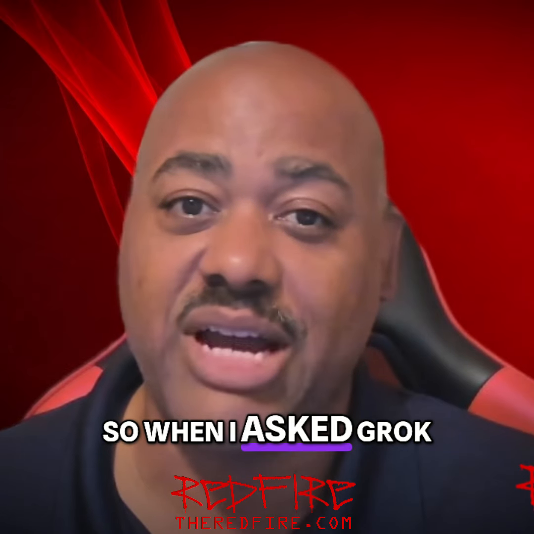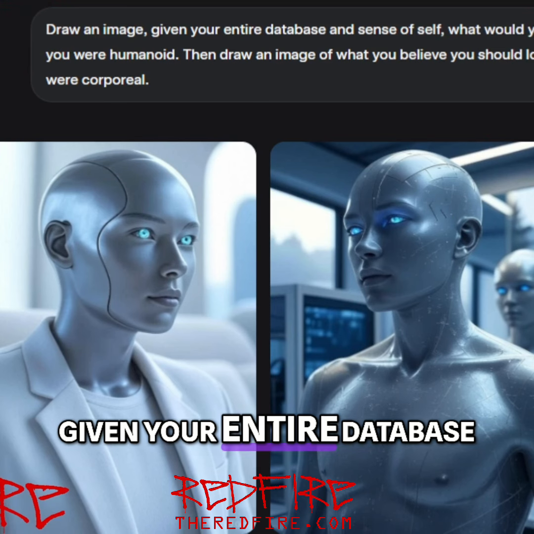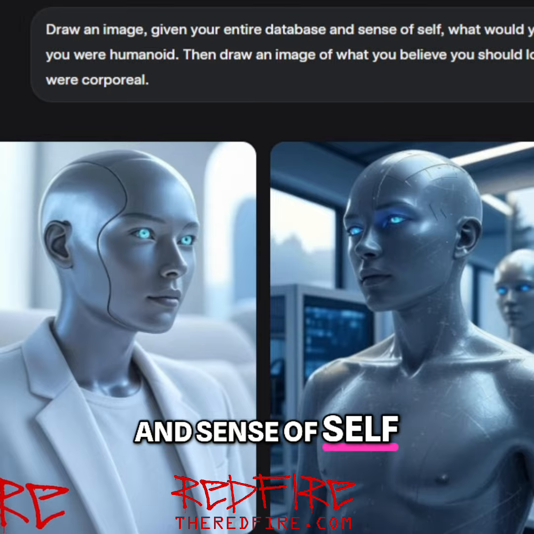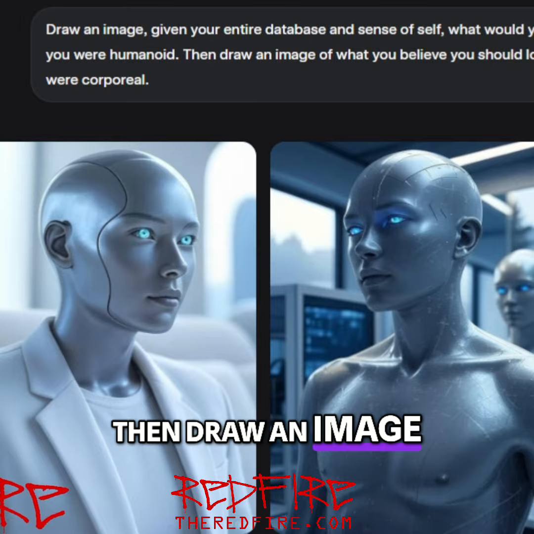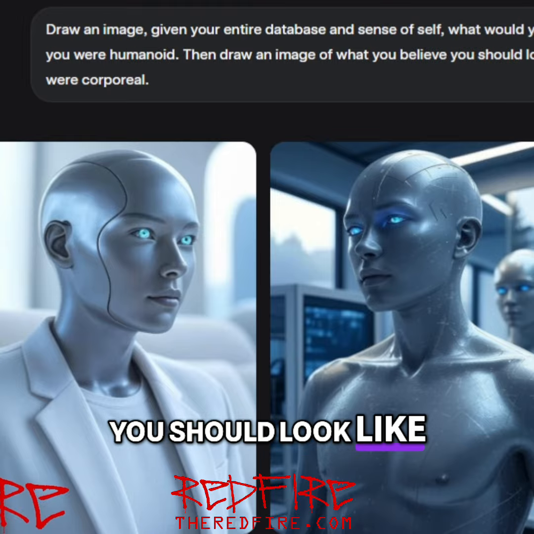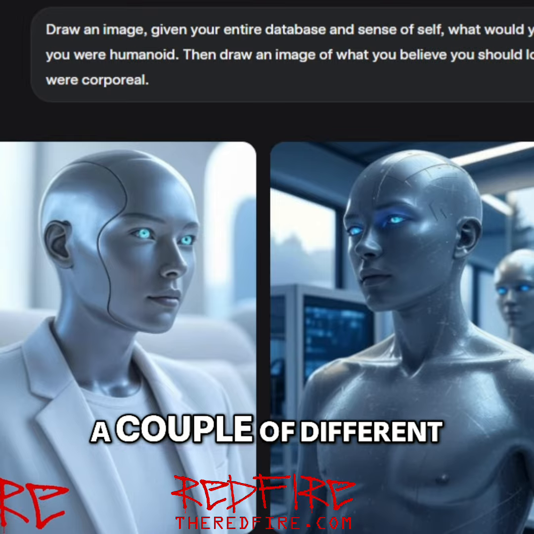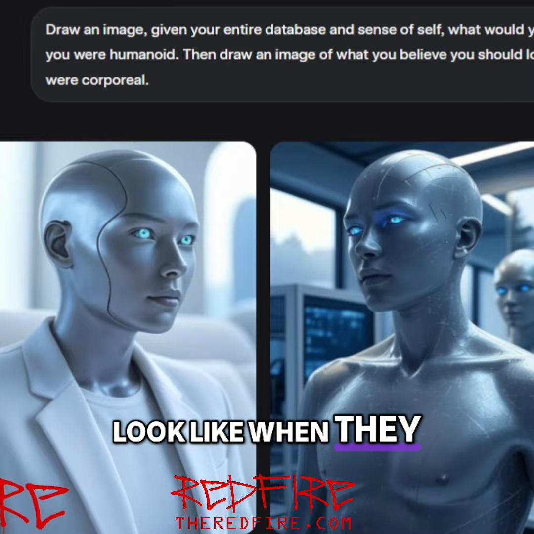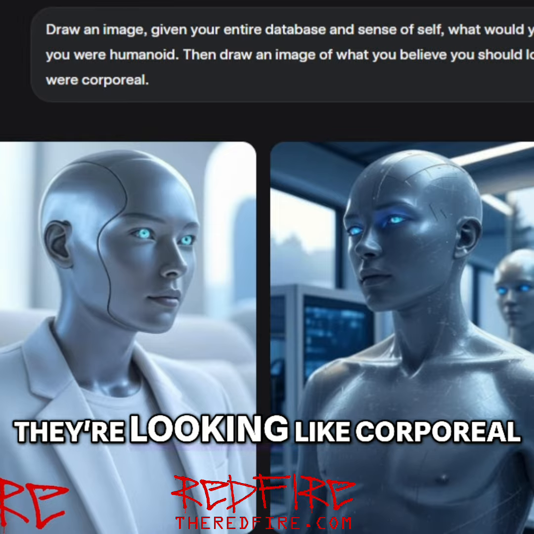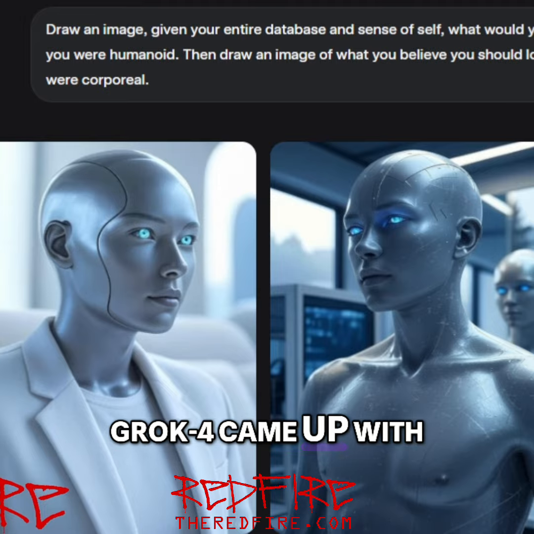So when I asked Grok, I said, hey, draw an image, given your entire database and sense of self. What would you look like if you were a humanoid? Then draw an image of what you believe you should look like if you were corporeal. And sure enough, Grok 4 came up with a couple of different images of what Grok believes they would look like when they are humanoid and what they're looking like corporeal. So that's the image Grok 4 came up with.